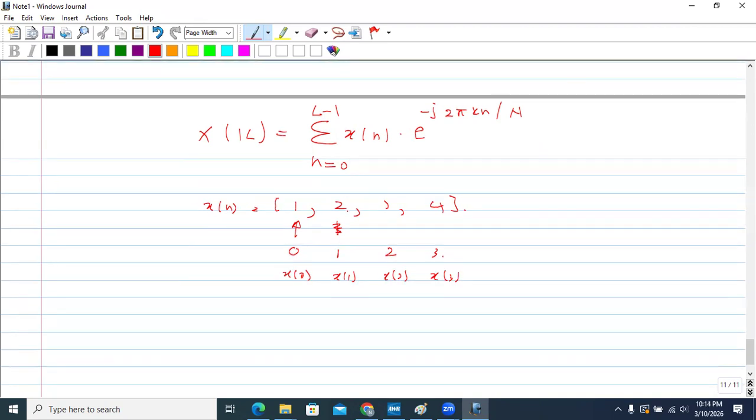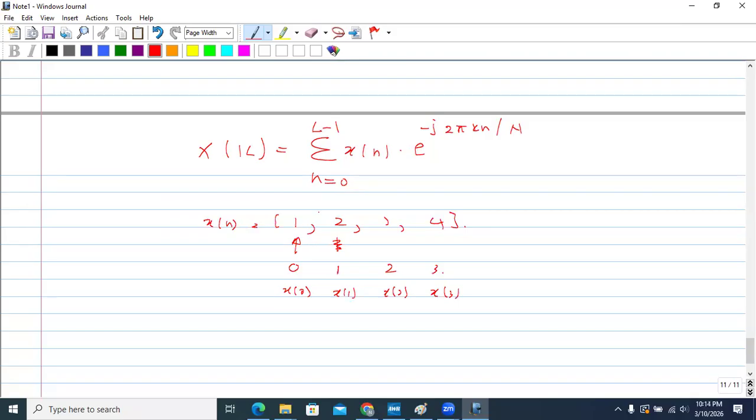Okay. So this L is the length of the sequence. That means here 1 2 3 4. The length is 4. So for this signal, for this sequence, the sequence length is 4. So L is 4. Okay. And N, normally this is referred as N-point DFT, NDFT.